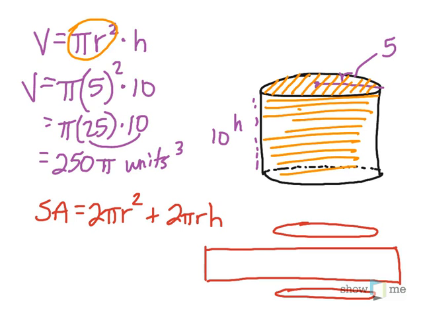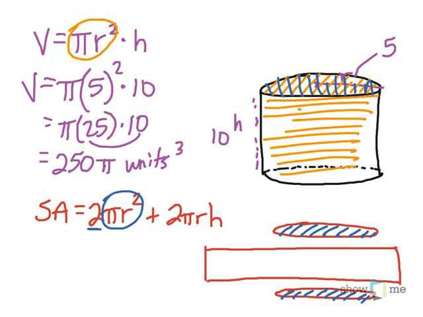Now, let's look to see what it's made up of. Okay, first, I've got a top of the can, which is blue, and a bottom of the can, which is blue. Those are both circles, so it's basically the same thing I just did right up here. It's pi r squared, and I multiply it by 2 because there are 2 of them. So that's that part of the formula.